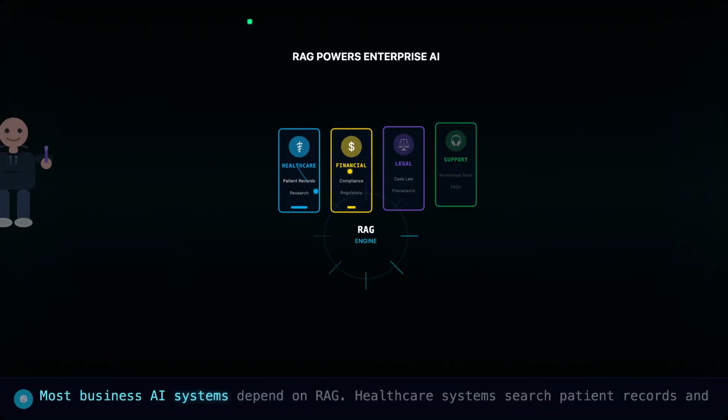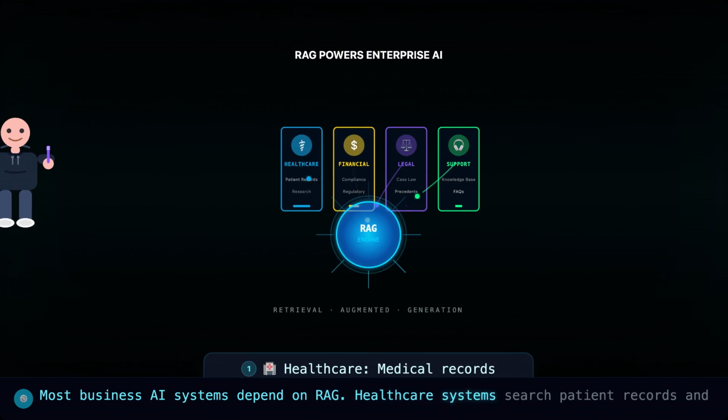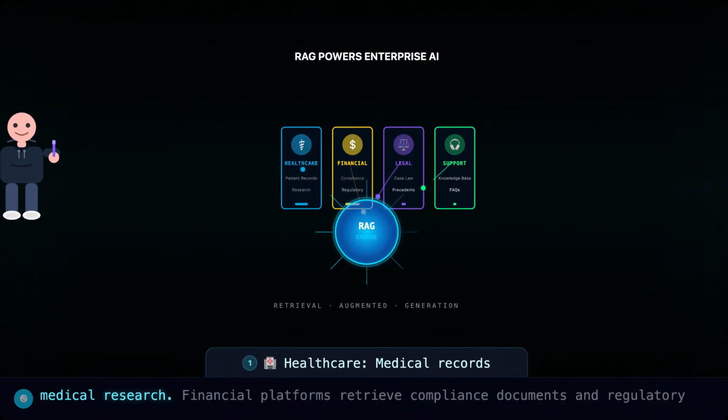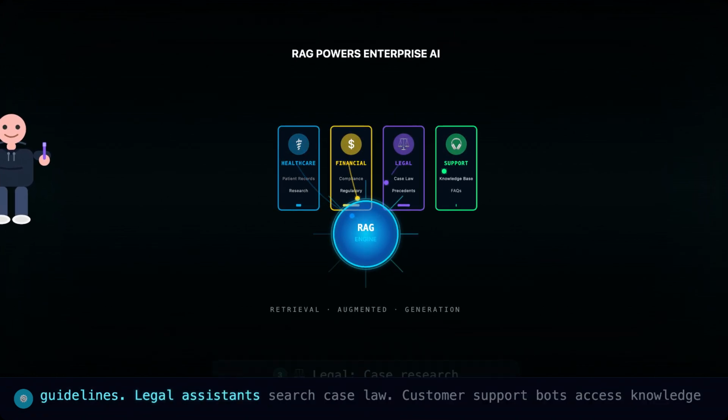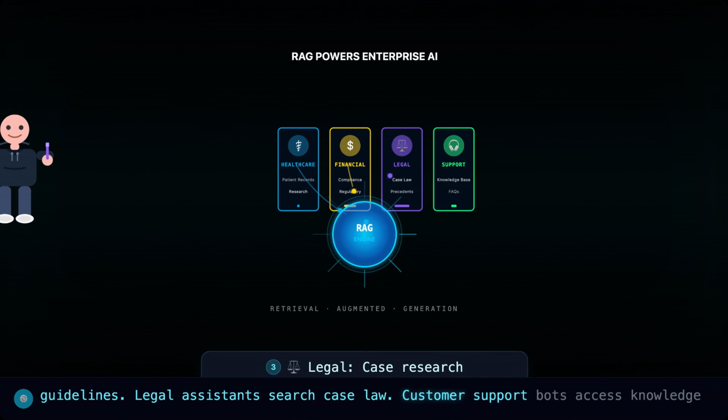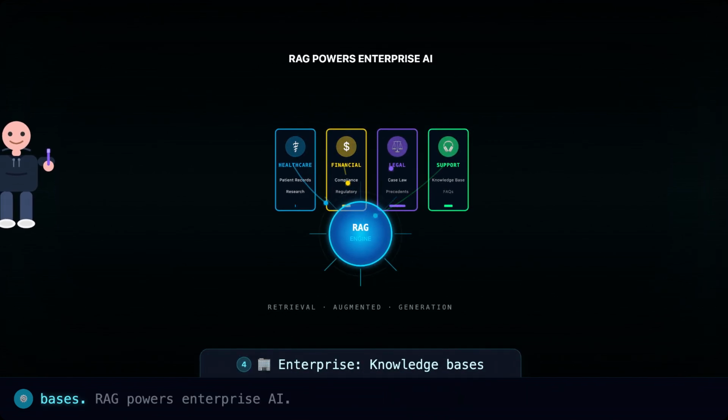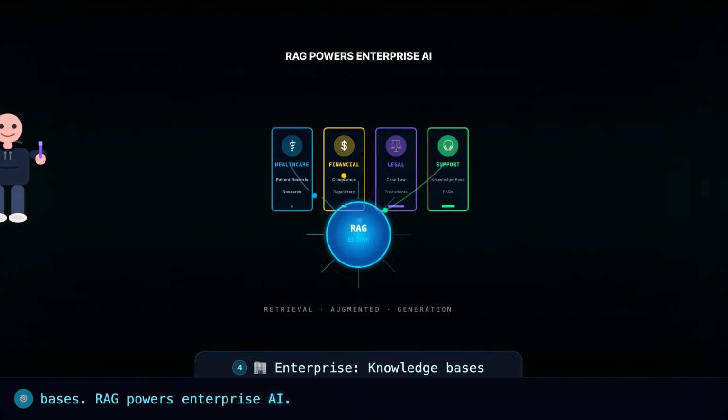Most business AI systems depend on RAG. Healthcare systems search patient records and medical research. Financial platforms retrieve compliance documents and regulatory guidelines. Legal assistants search case law. Customer support bots access knowledge bases. RAG powers enterprise AI.